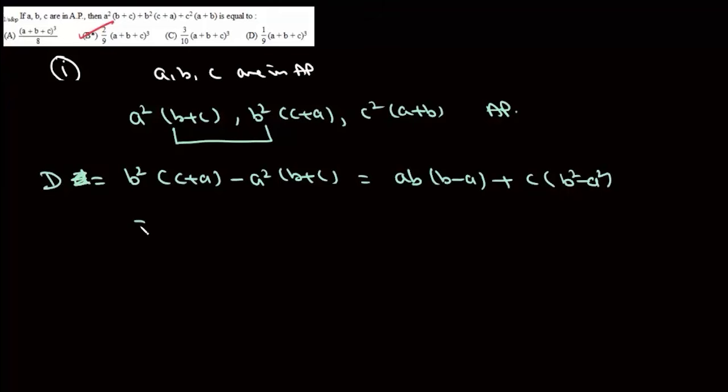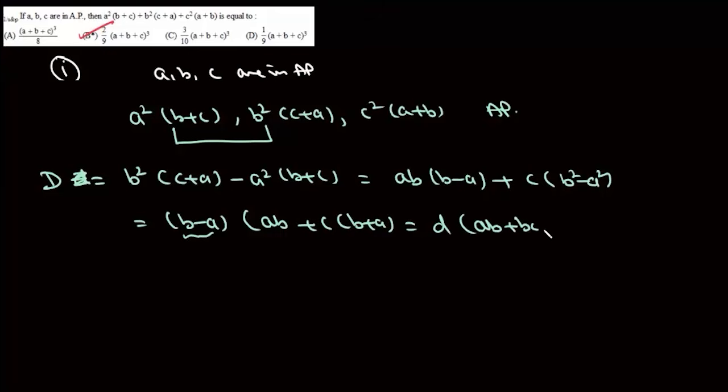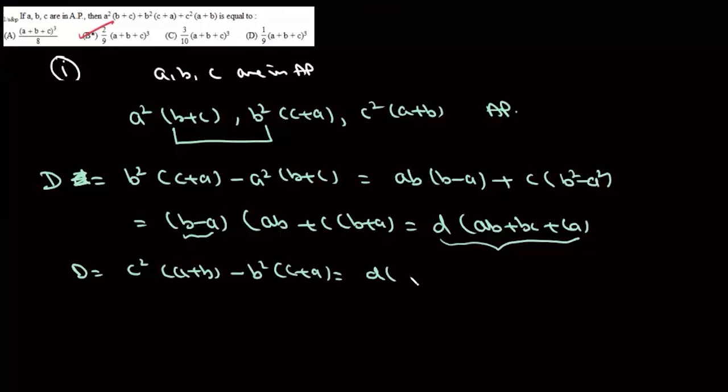So here we can take B minus A common, and it will be AB plus C times (B plus A). Now B minus A is nothing but common difference of an AP, say d, and (AB plus BC plus CA). So it is symmetric in A, B, C. So clearly, if we look at this other difference, C square (A plus B) minus B square (C plus A), it will also be d into (AB plus BC plus CA). So basically, it proves that these three numbers will be in AP.